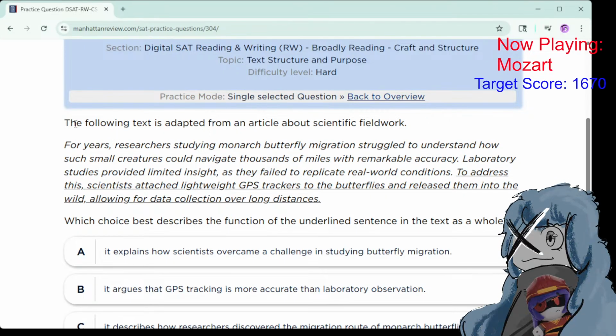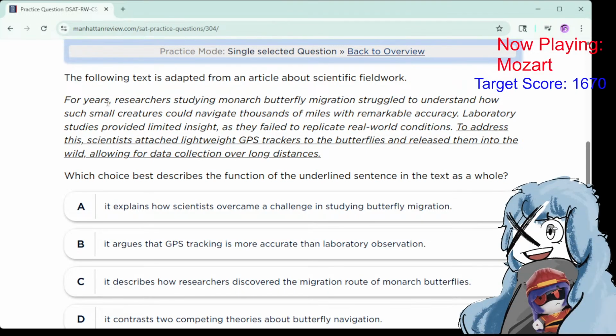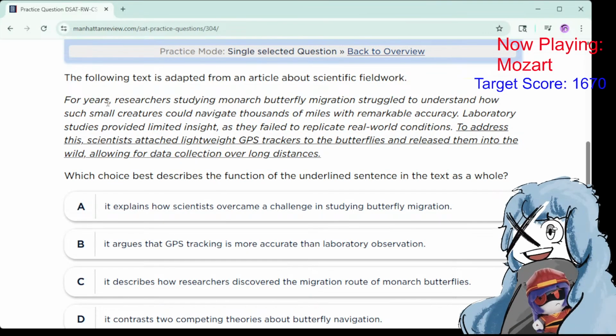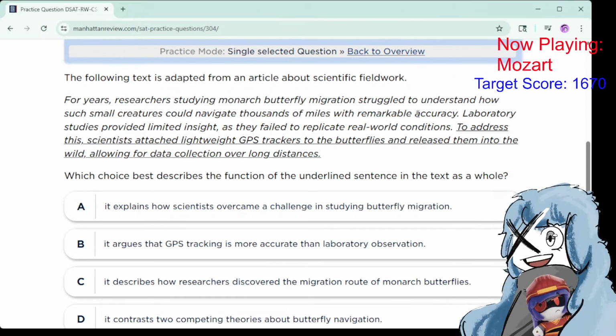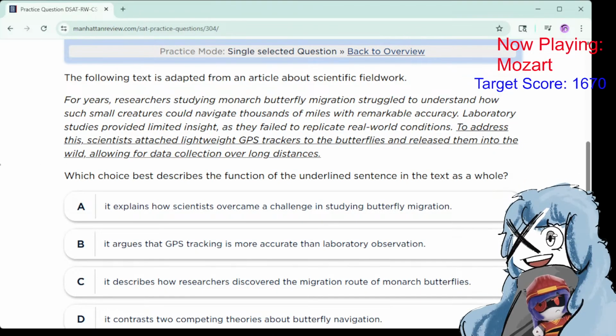The following text is adapted from an article about scientific field work. For years, researchers studied monarch butterflies' migration and struggled to understand how such small creatures could navigate thousands of miles with remarkable accuracy. Laboratory studies provided limited insights as they failed to replicate real-world conditions. To address this, scientists attached lightweight GPS trackers to butterflies and released them into the wild, allowing for data collection over long distances. Which choice best describes the function of the underlined sentences in the text as a whole?